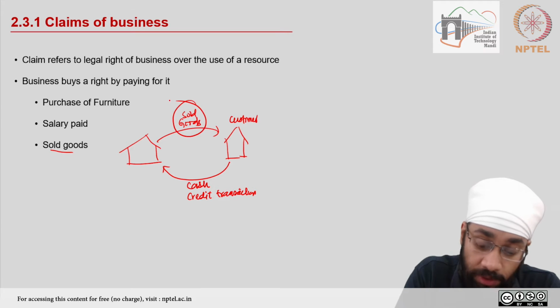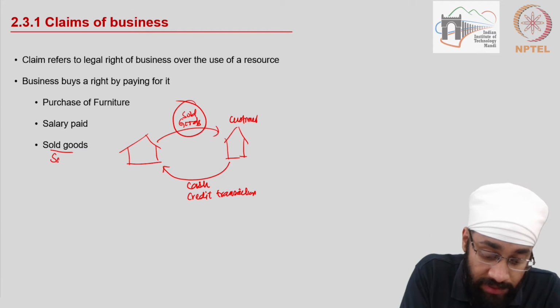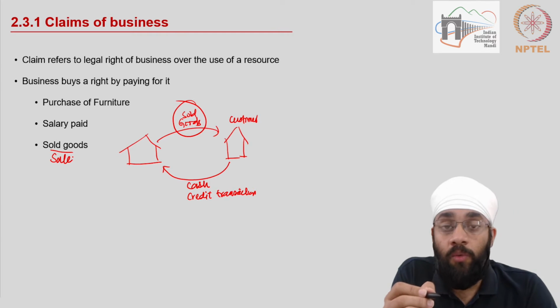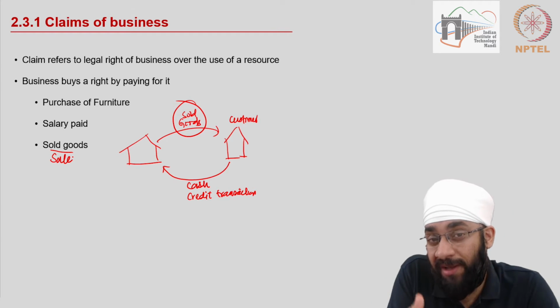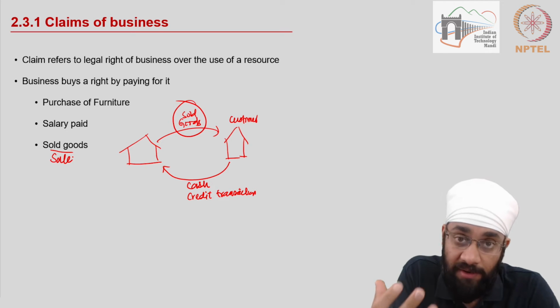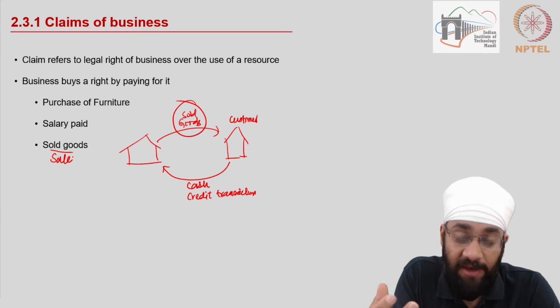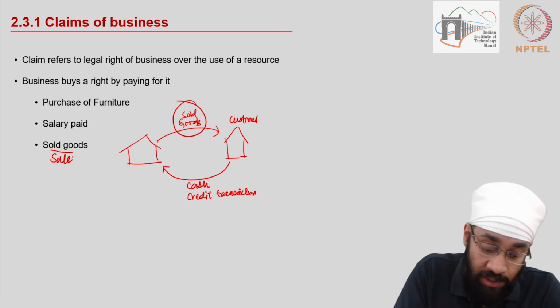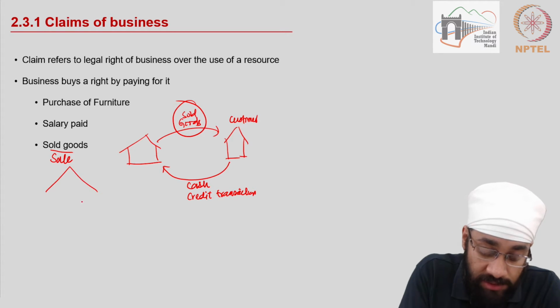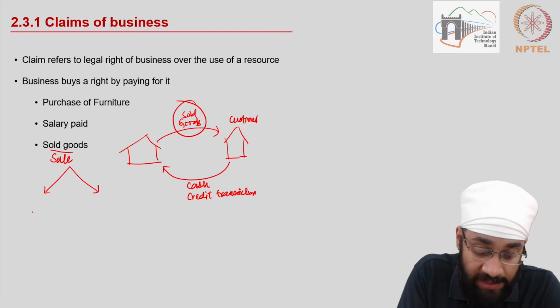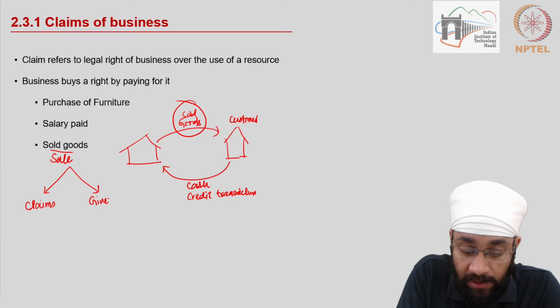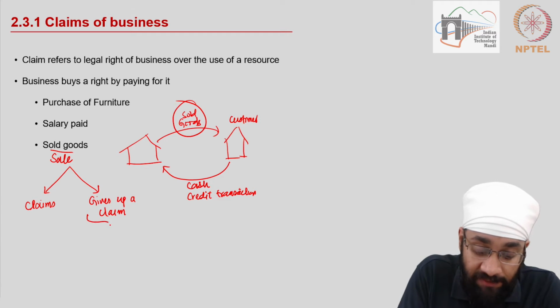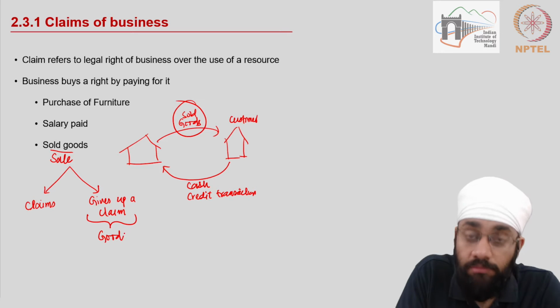However, we are more interested in what is happening here. Sales. So when a sale is happening, do you have a claim that you create now for the business? Is there a right that the business is creating for itself? So when a sale is happening, two things are taking place. One is the business generates a claim, business generates a right. And second is the business gives up a claim as well. We are giving up the claim on the goods, correct?